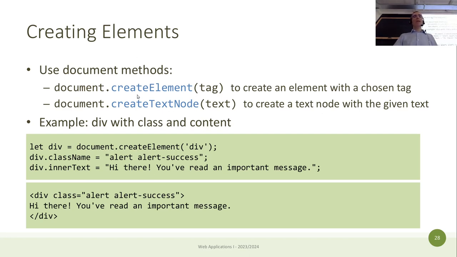How can we create new elements, which are objects, of course? Actually, there are two methods, createElement and createTextNode. As I was saying before, when we create these elements, they are not attached to the tree. They are just elements in the memory of the browser. And then we will need to attach them to the tree to make them appear in the document.